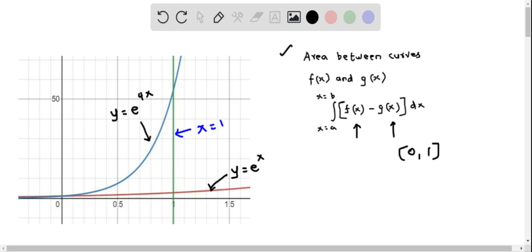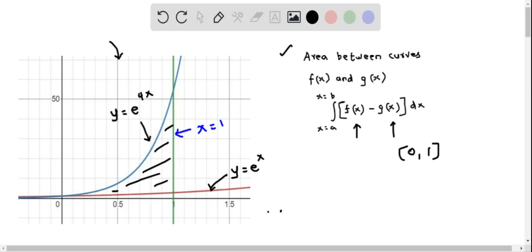First we sketch the two curves using a calculator utility. The curve shown in blue is y equals e^(4x), and the curve shown in red is y equals e^x. I have also represented the line x equals 1, and this is x equals 0. So this is the area that we have to determine, the area bounded between these two curves. Let's utilize this formula to calculate the area between the two curves.